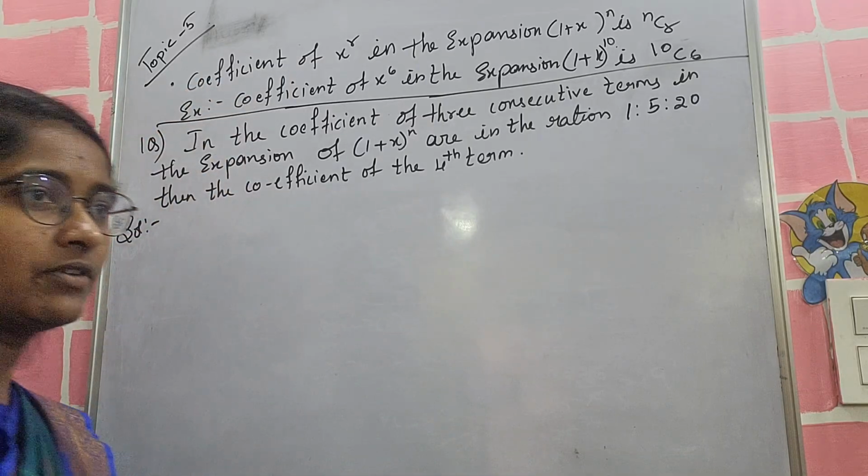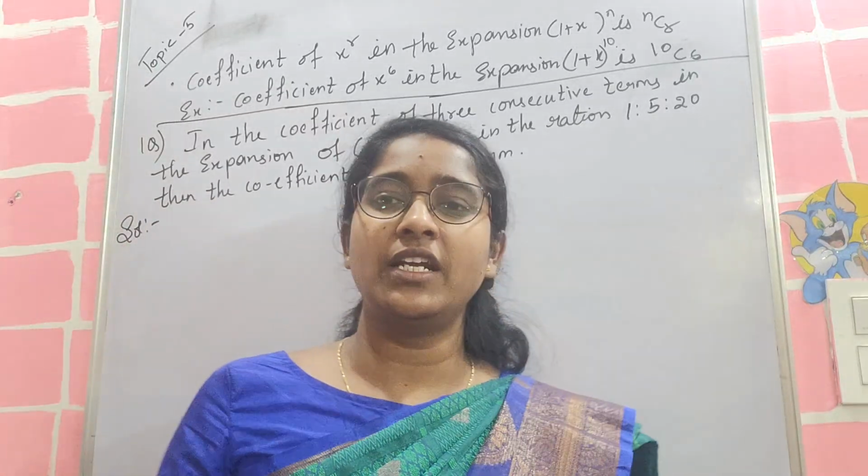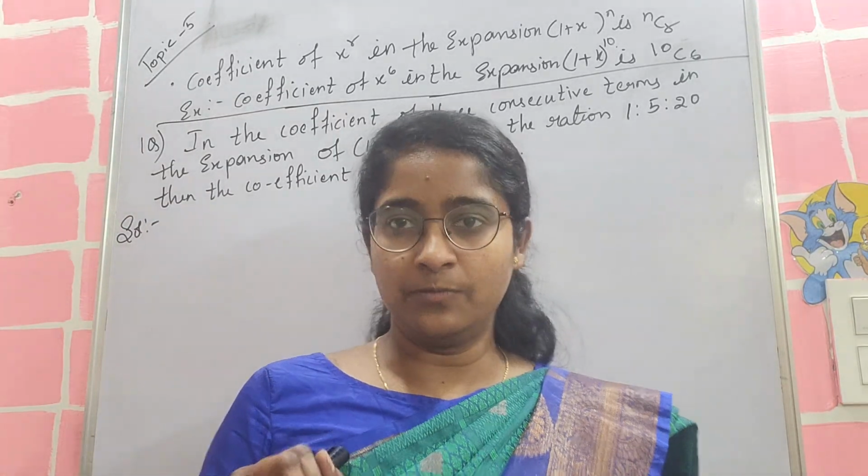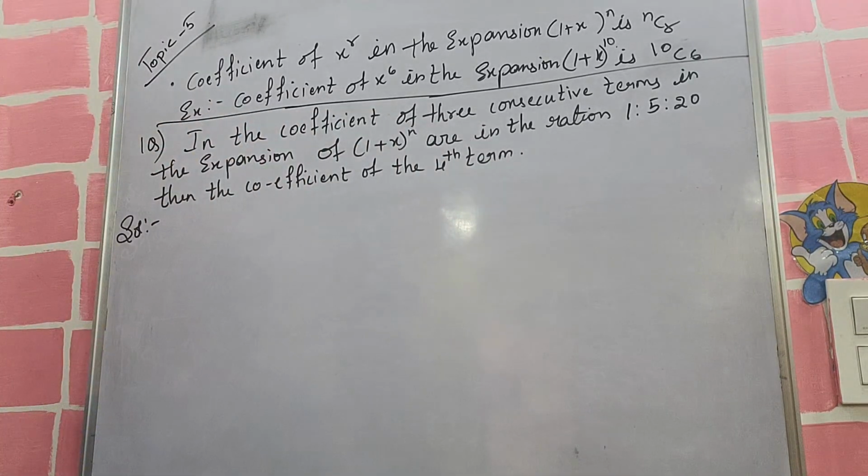They are asking us the coefficient of the 4th term. For the 4th term, r will become 3. So here we need the n value. We'll take this and find it using whatever hints they gave to us.